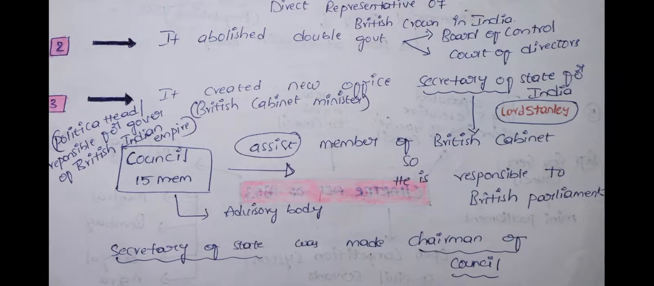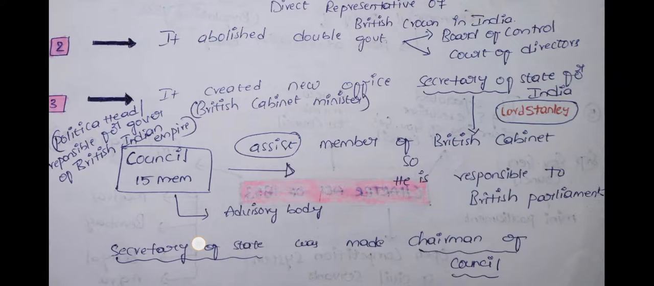He is responsible to the British Parliament, and he always gives reports about Indian affairs to the British Parliament. The Secretary of State is a political head, and he is always responsible for the governance of the British Indian Empire. The chairman of this 15-member council was appointed by the Secretary of State.